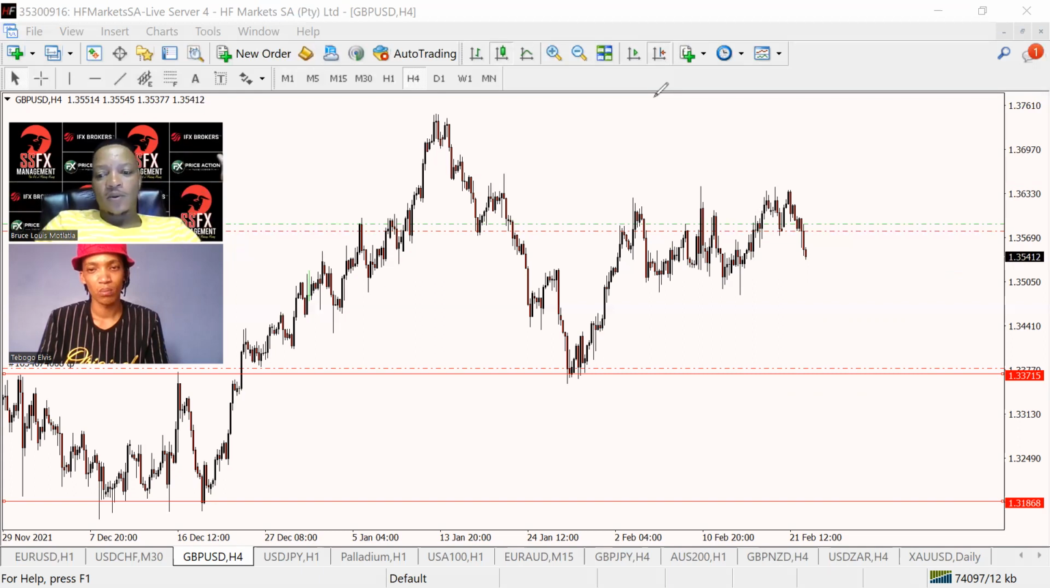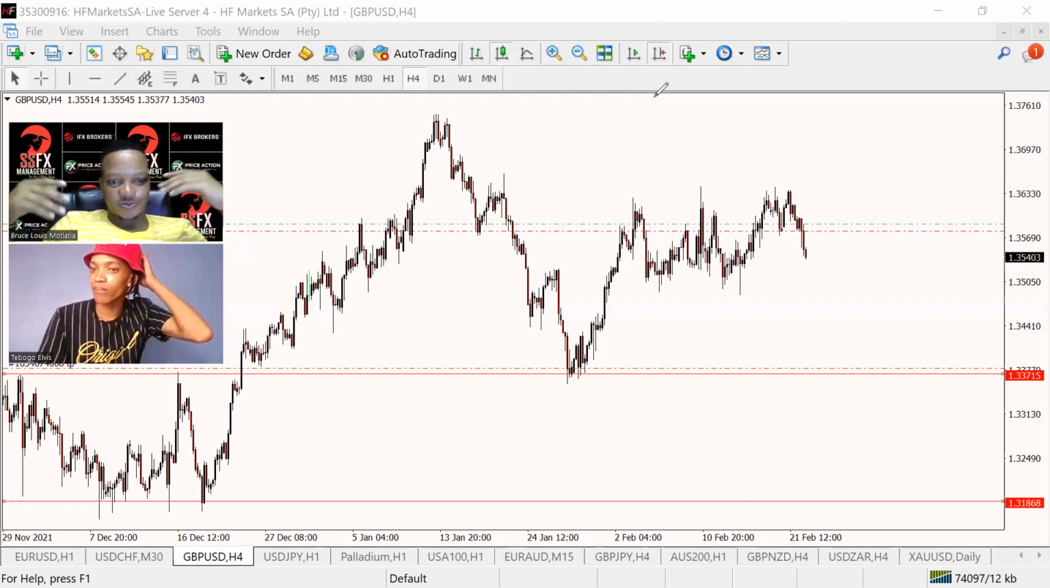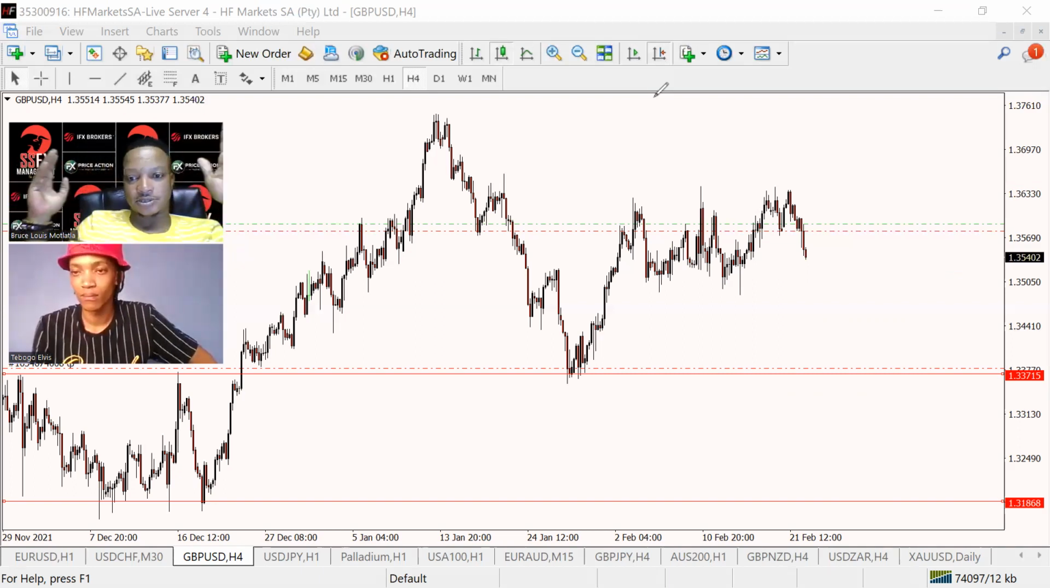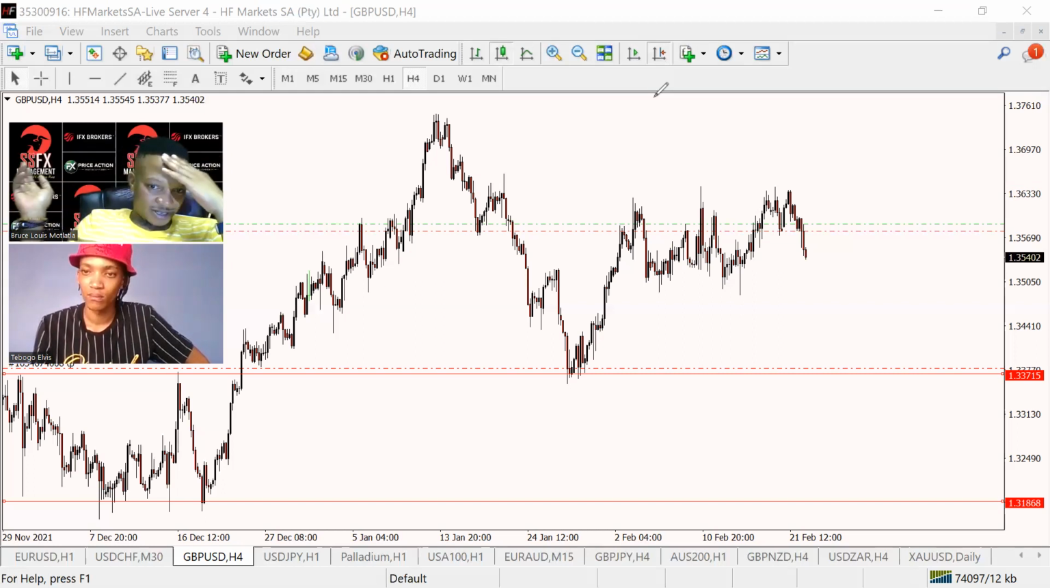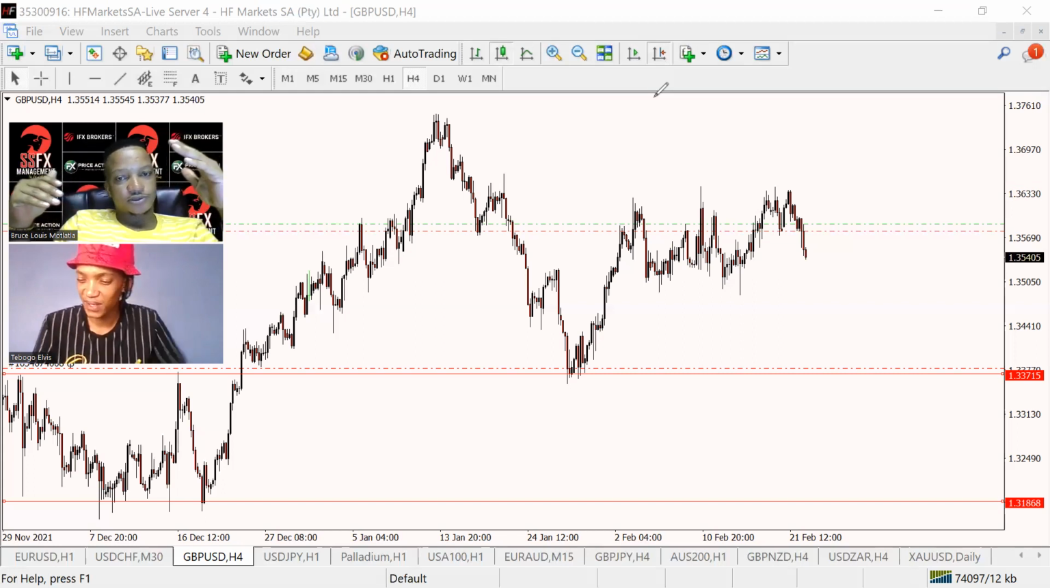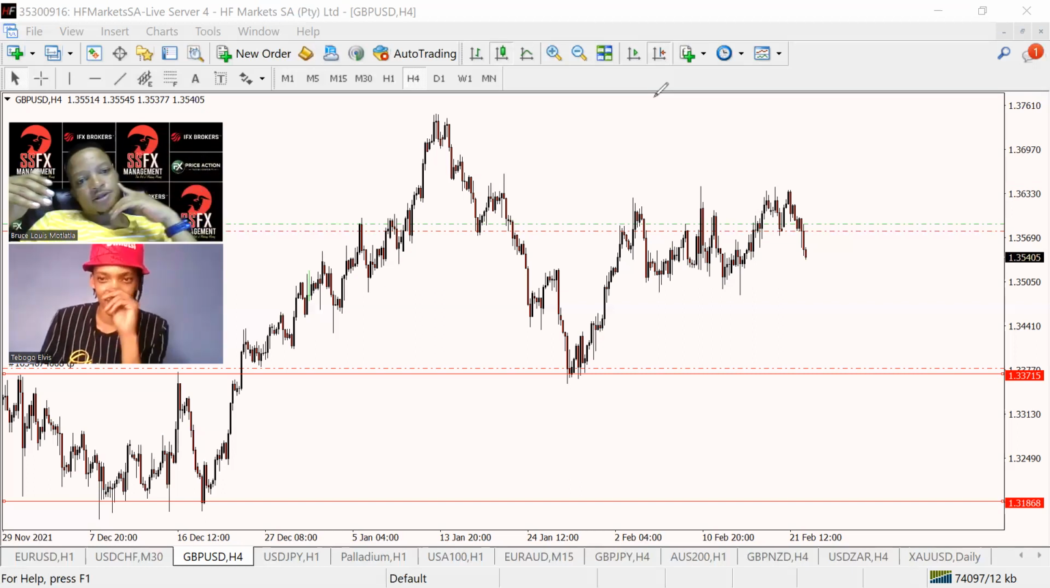We don't have favorite pairs, but we know that gold, silver, Euro USD, Nasdaq, Pound USD, there's a lot of money there. Palladium, SP 500, but we trade everything as long as it has the candlestick. As long as you see something, just trade it.